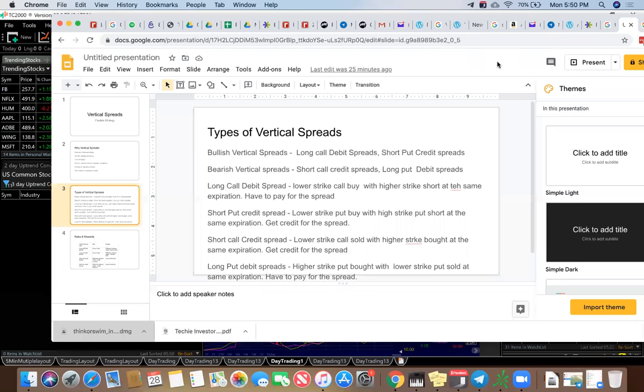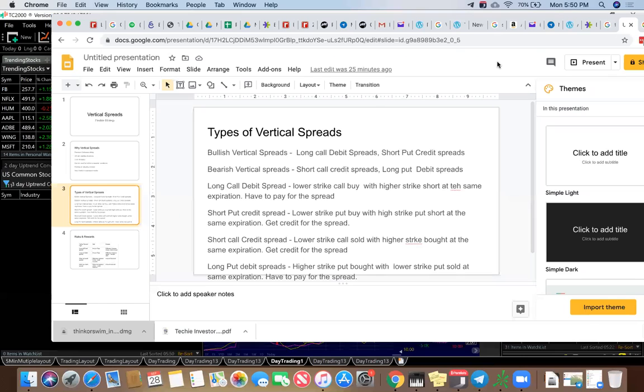Then finally, the short put credit spread. This is a very popular strategy which is used for making money when people want to bet on stocks that are going to go up. What they do is they buy the lower strike put, and then they sell the higher strike put. When you sell the higher strike put, you're betting that it is going to go up.